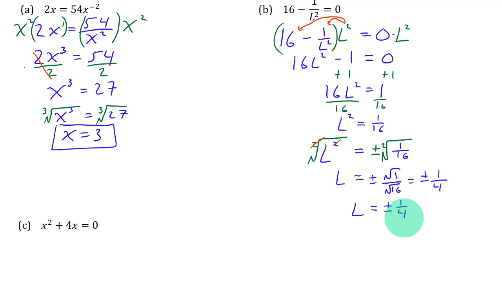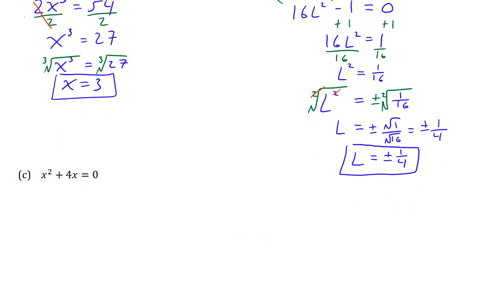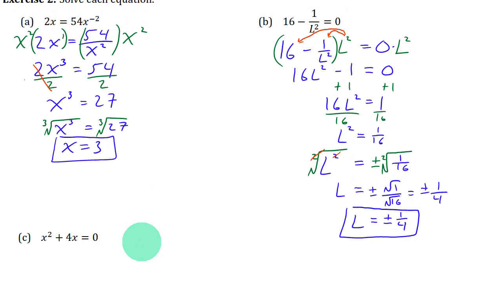And I encourage you to plug that in and check in the original equation, but I think it's right. Okay, here, how can you combine these x's? Like that's what I did with example A. Maybe you could, but let's think back to chapter 3. We solved a bunch of equations like this that have x squared plus 4x equals 0.